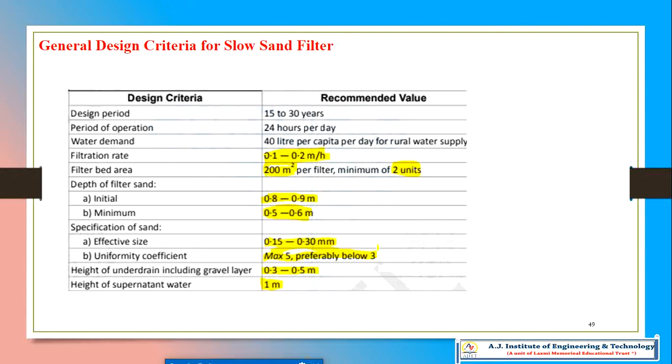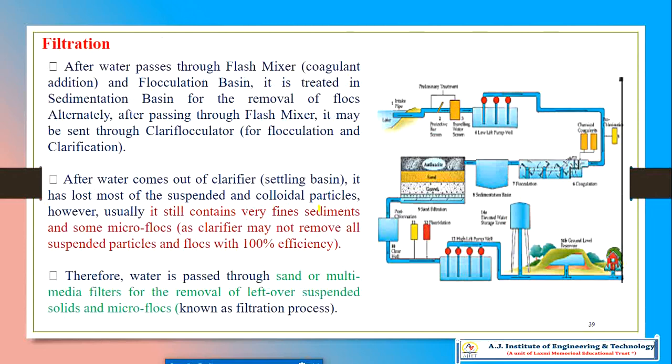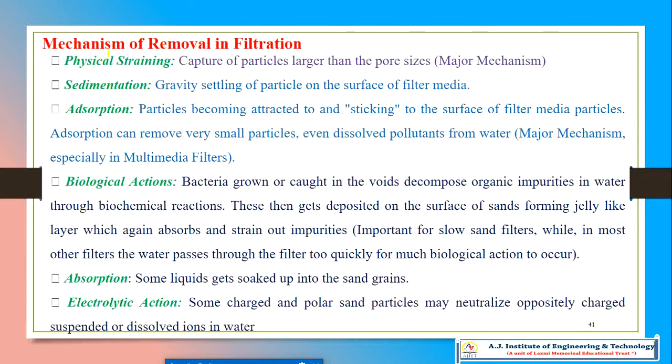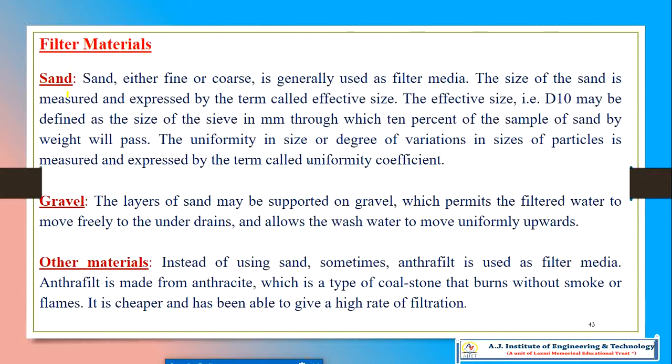In today's video, we completed part 5. We covered what filtration is, how filtration works, and the objective of the filtration process. We covered the mechanisms involved in filtration: physical straining, sedimentation, adsorption, biological action and electrolytic action. We also covered transport and attachment of particles, the forces acting on them, and the filter media used, sand and gravel, the duty of gravel and sand, and other materials such as anthracite.